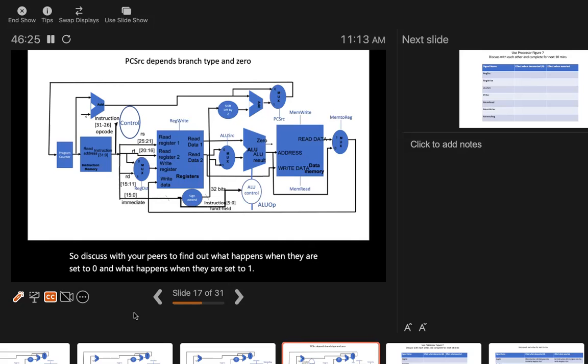We have 7 control signals, so I will ask 7 groups. So please actively discuss.